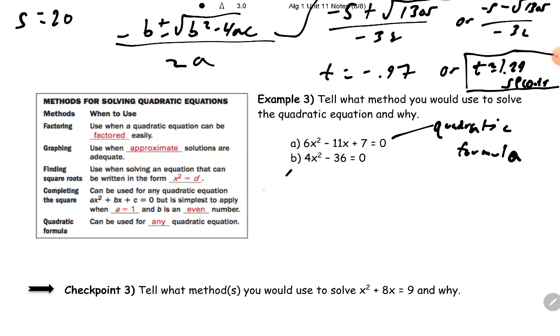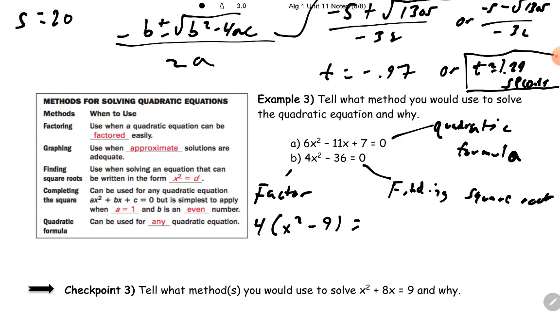Part B, this one is considered to be easily factorable. Again, if you're having trouble, use the quadratic formula. You can use it finding square roots. And I'll show you both methods. If we factor, we notice that both 4x squared and negative 36 have a factor of 4 that we can pull out. So it becomes x squared minus 9 equals 0. And this factors into the quantity x plus 3 times the quantity x minus 3. So x equals negative 3 or x equals 3.